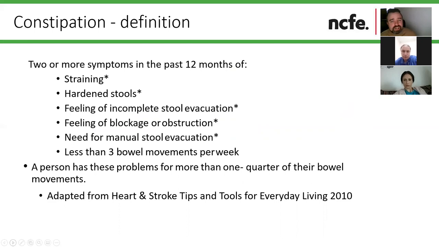So constipation definition: obviously straining, hardened stools, feeling that you can't complete the evacuation process, if you feel blocked. There may be a need for manual evacuation. So that's where we start rubbing the bottom cheek. As you rub the bottom cheek, you can feel the impact of that constipation. So manual evacuation may be required. That's where you need to probably do the enemas.